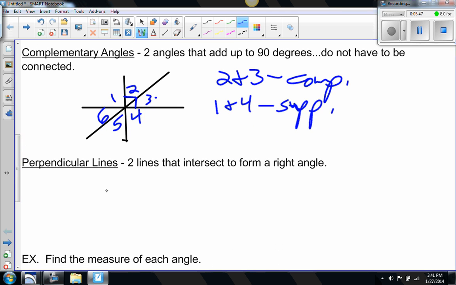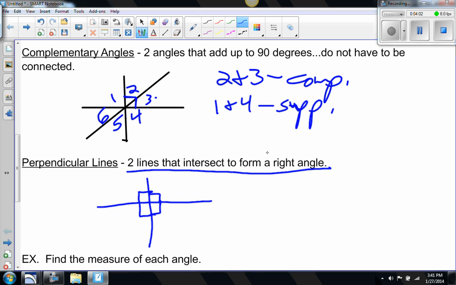Perpendicular lines are two lines that intersect to form a right angle. In this picture I guess I'll just draw a new one. Let's pretend that these are all right angles here, that I drew straight lines. So two lines that intersect to form, should actually be to form, 4 right angles. Okay, perpendicular lines.